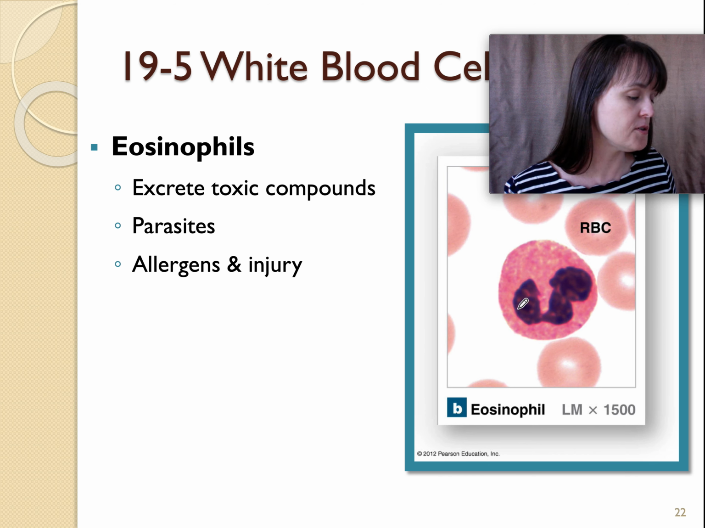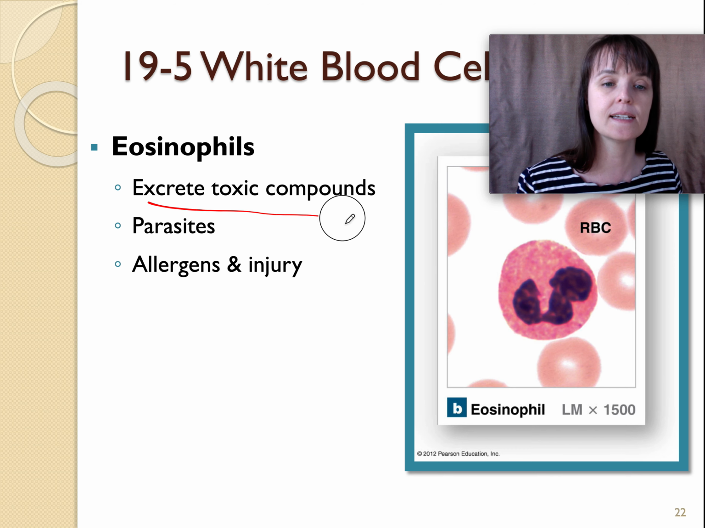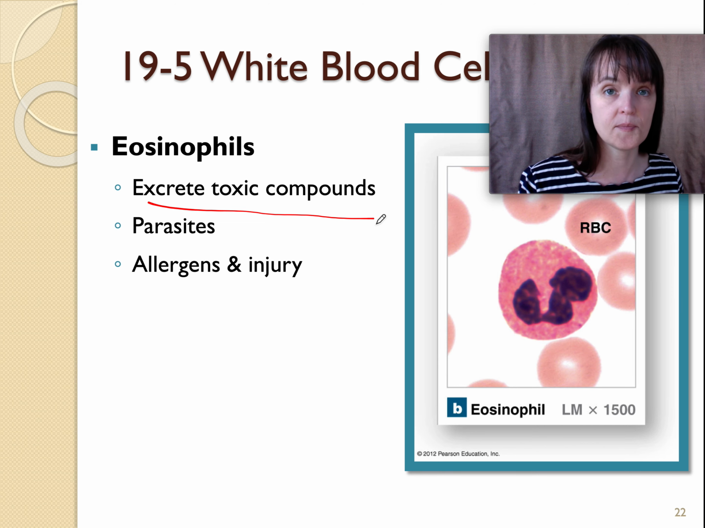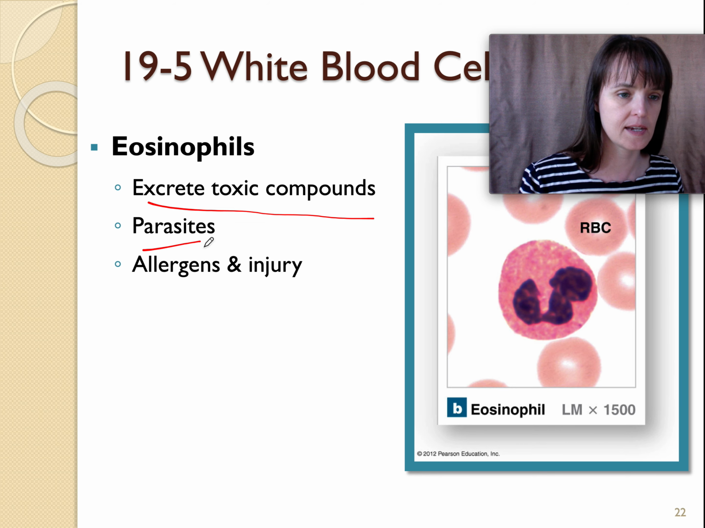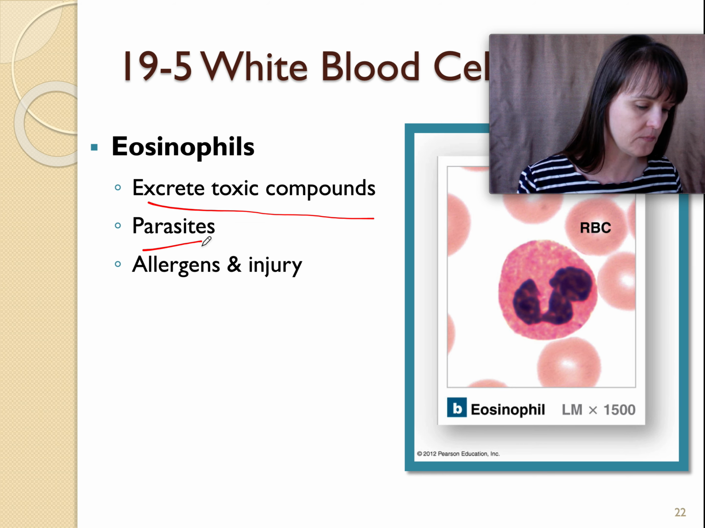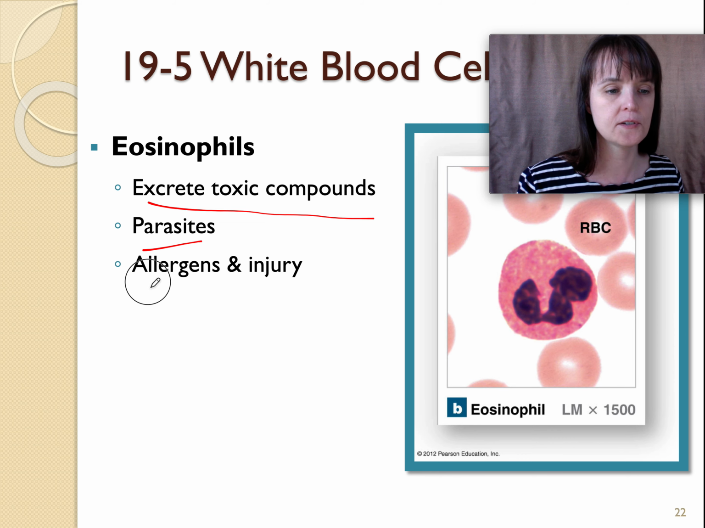So 2 to 4% of the white blood cells are eosinophils, and they attack by excreting toxic compounds. So they don't have to ingest something to attack it. The eosinophils attack bigger things like parasites, especially active against parasites, and are sensitive to allergens and injury.